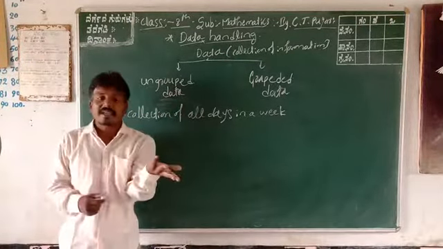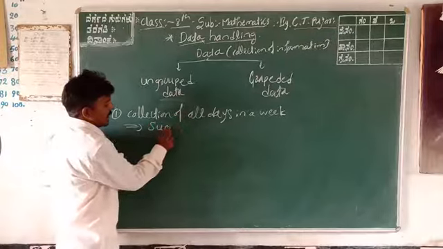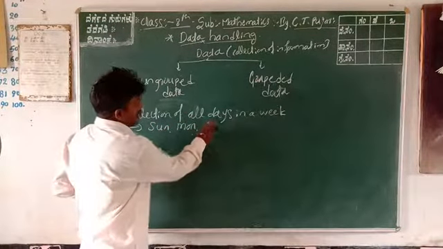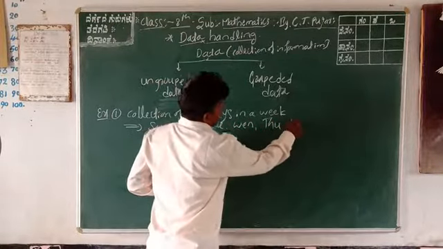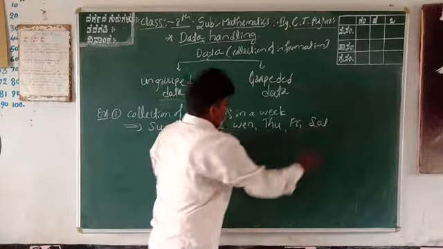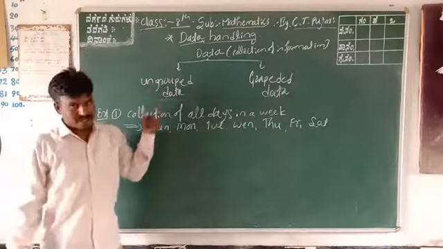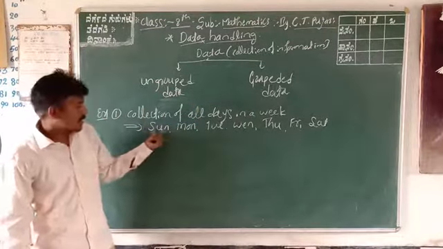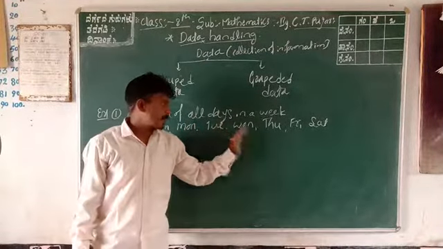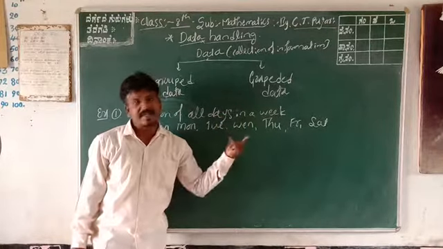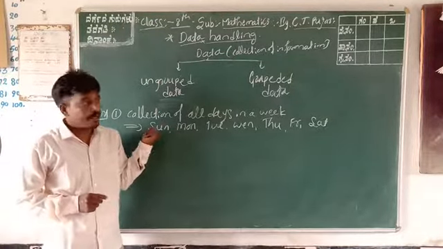How many days are here? 7 days. What are the 7 days? First is Sunday, next Monday, Tuesday, Wednesday, Thursday, Friday, and Saturday. This is over. Sunday is separate, Monday is separate, Tuesday is separate, Wednesday is separate, Thursday is separate. All are independent. Therefore, this example is ungrouped data.